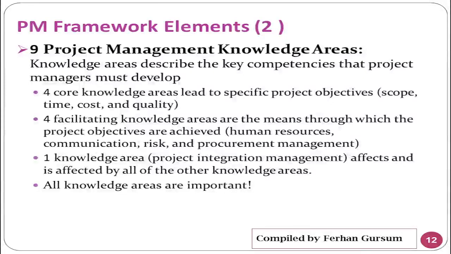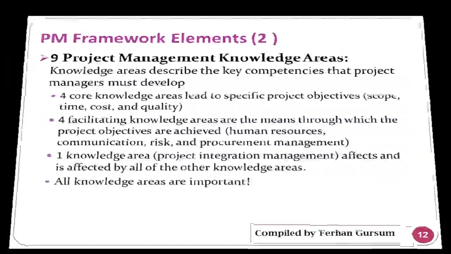Which ones lead to specific project objectives? The four core knowledge areas: scope, time, cost, and quality. When I say facilitating knowledge areas, they are the means through which the project objectives are achieved. These eight knowledge areas affect one knowledge area called project integration management. Project integration management also affects these eight knowledge areas. And all knowledge areas are important. Okay? You have to know this.